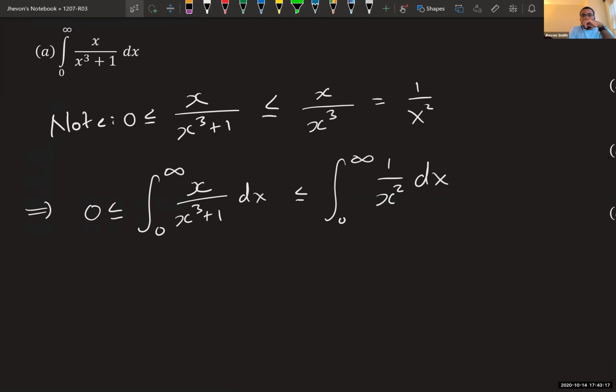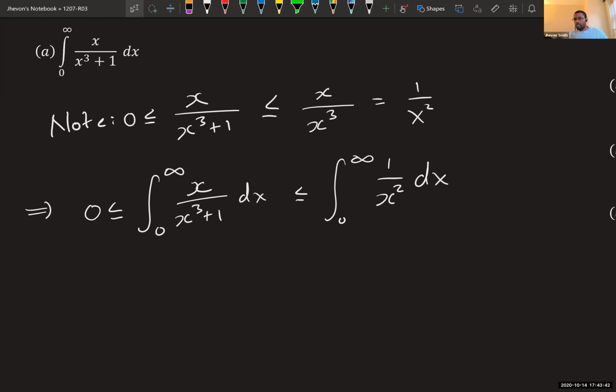Okay, well, since we know 1 over x squared, by what I call the p-series, we know that one converges, and since the one in the middle is less than it, we know that it also converges. That is what we'd like to say. There is an issue here, though. Does anyone see the issue with that reasoning?